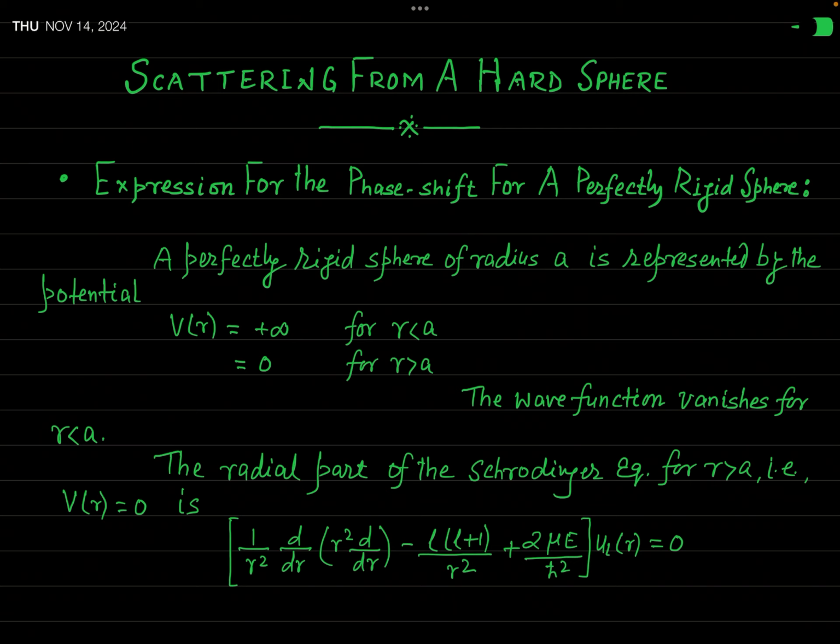First of all, you have to obtain the expression for the phase shift for a perfectly rigid sphere which is represented by this particular potential. And after that you have to discuss to find the total scattering cross section in two cases, in two energy limits. The first one is low energy limit and another will be the high energy limit. So actually all these three aspects we will discuss in this lecture.